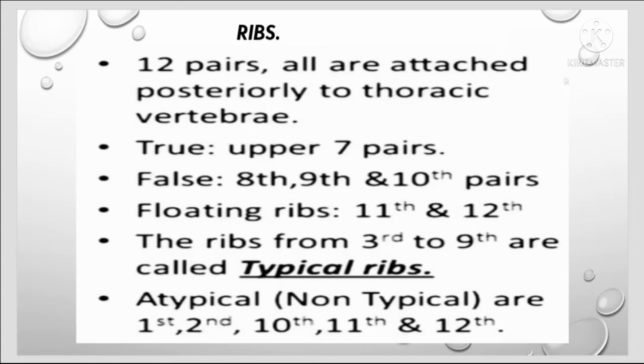True ribs: the upper 7 pairs are called true ribs. False ribs: 8th, 9th and 10th pairs are called false ribs. 11th and 12th are called floating ribs. The ribs from 3rd to 9th are called typical ribs. 1st, 2nd, 10th and 12th are called atypical ribs.